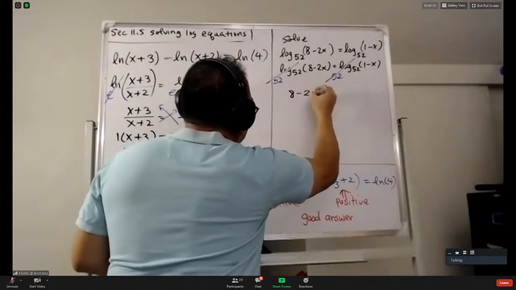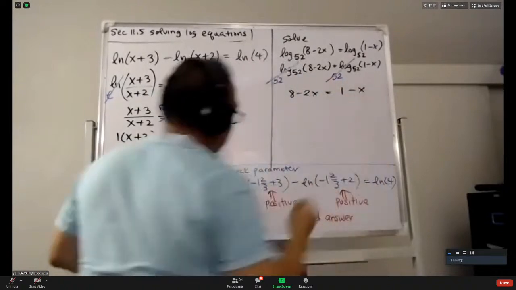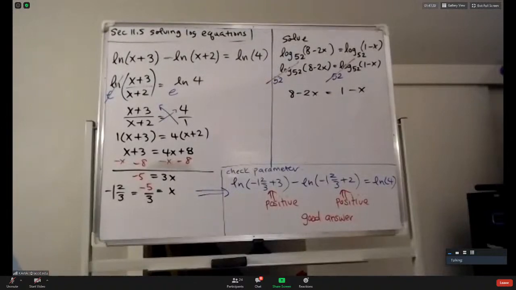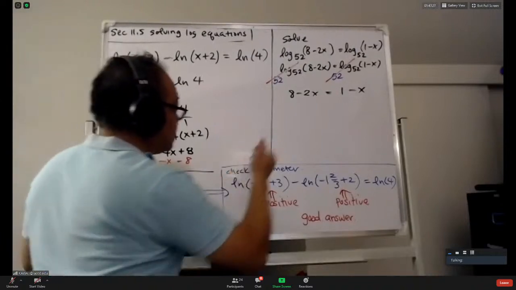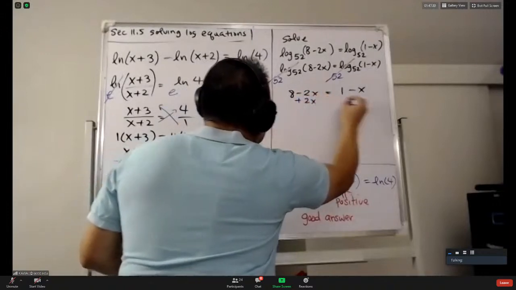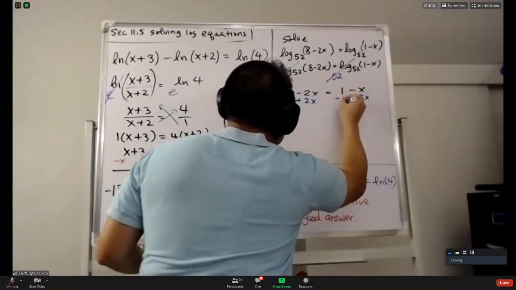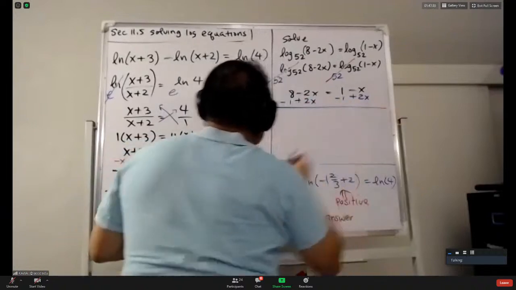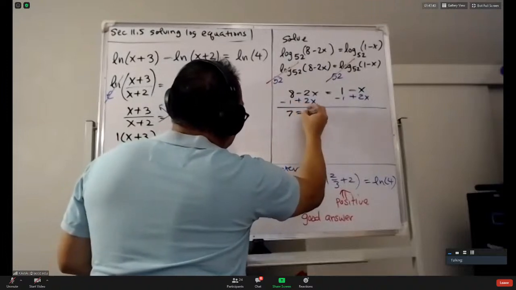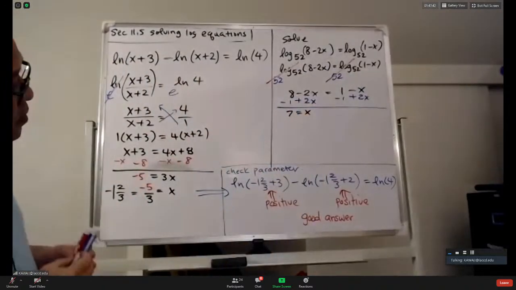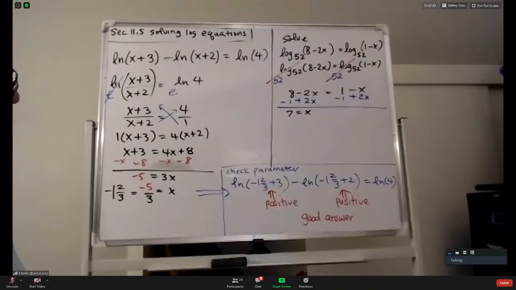Eight minus 2x is equal to 1 minus x. Okay. Now check the parameter. See if it makes the parameter negative.